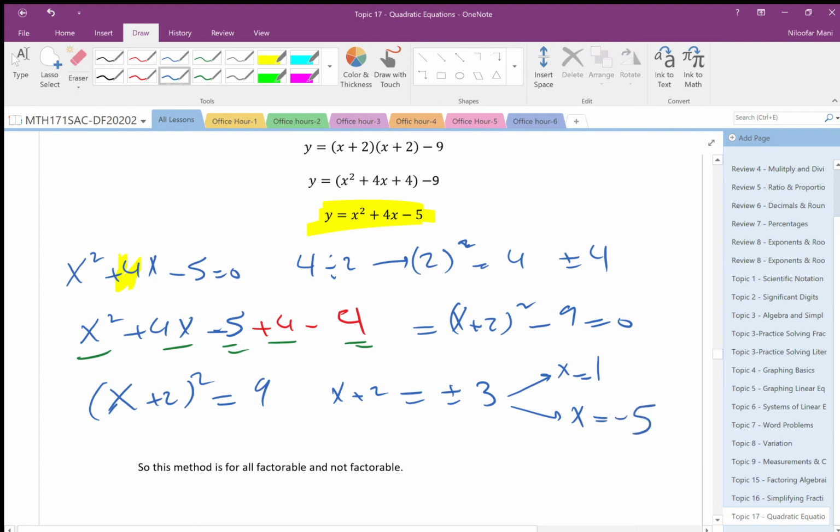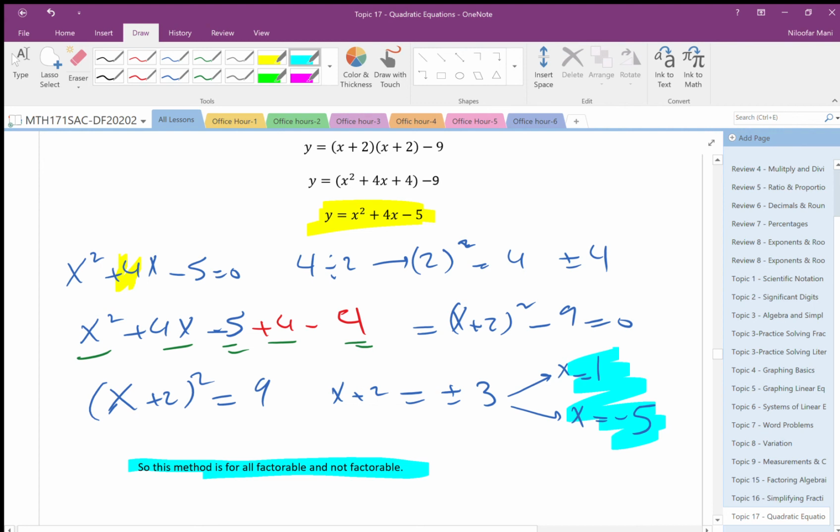Yes? And here I can go by factoring. This method, yes, I use this method for this question. And at the beginning I told you I cannot factor because I wanted to show you this method. But here you can factor. How do I know I can factor? Because I don't have any radical in the answer. Okay? So that's good because I learn I can use this method for factorable and non-factorable for all of them.